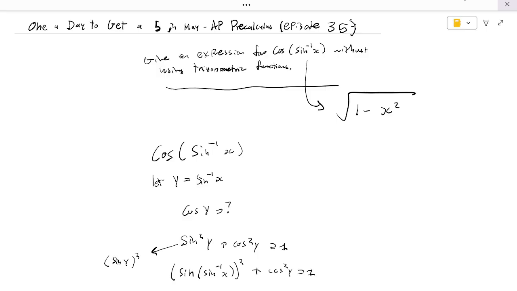Now notice we have sine of sine inverse. If you remember, for inverse functions, f of f inverse of x is equal to f inverse of f of x is equal to x. When you compose them, they just yield the identity function. So these are going to cancel out and just leave an x. So we have x squared plus cosine squared y is equal to 1.